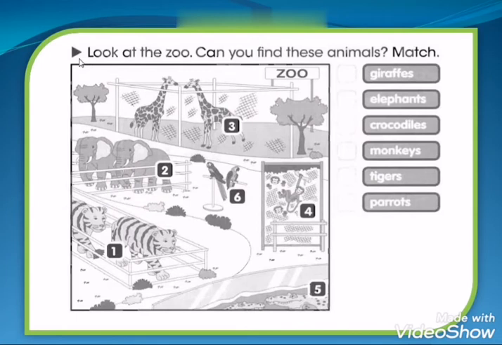Now, let's move. Now we go to the activity book. Look at the zoo. Zoo, حديقة حيوان. Can you find these animals? هل تستطيع العثور على هذه الحيوانات? Match. So, here we have pictures of animals, صور الحيوانات, and names of these animals, واسماء هذه الحيوانات. We have, لدينا, giraffes, elephants, crocodiles, monkey, tiger, parrot. Now, I will give you 15 seconds to answer this question. Okay? So start.